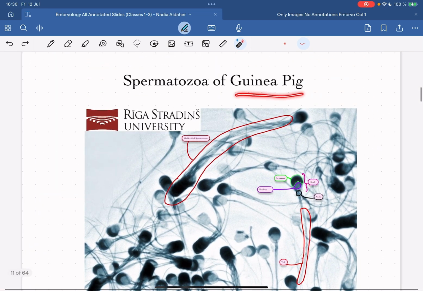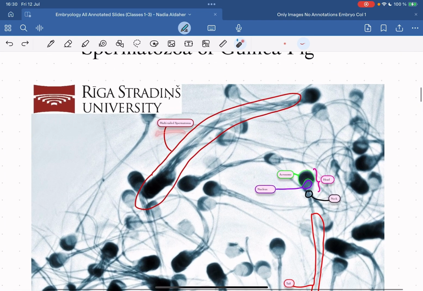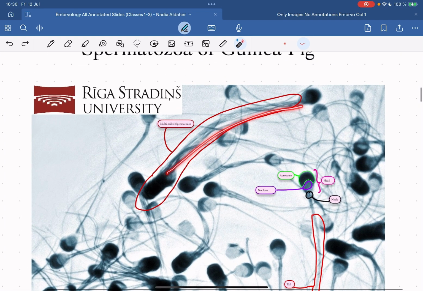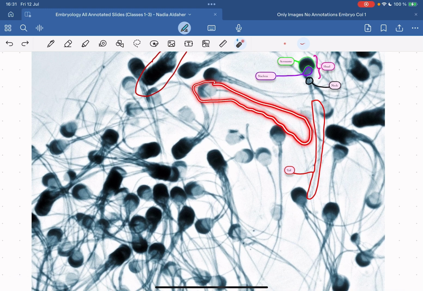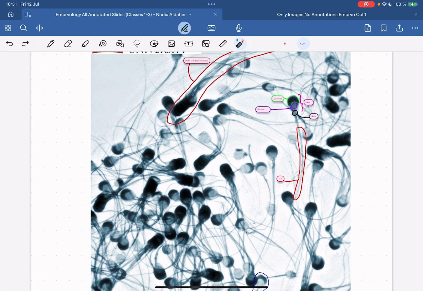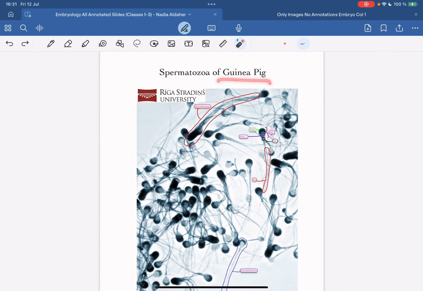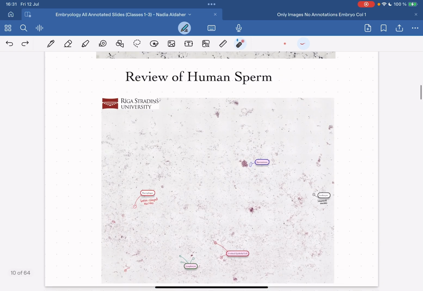For guinea pig, we actually have two types of spermatozoa. We have a multi-tailed spermatozoa, which has multiple tails, and then we have the single-tailed spermatozoa, which only has one tail. Now, sometimes multi-tailed spermatozoa does appear in human sperm, but not as abundantly as it does in guinea pig. So therefore, if you see a slide with a lot of spermatozoa with a lot of tails, then you definitely know that we're in guinea pig territory.